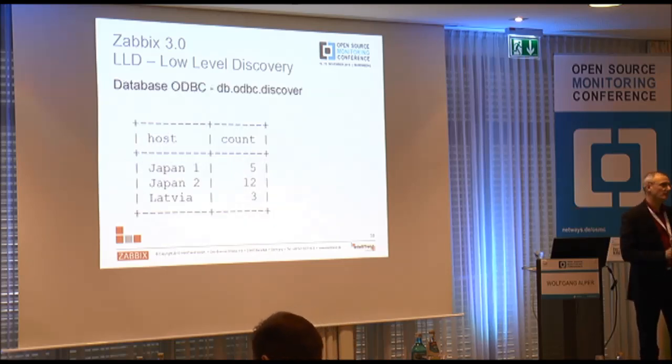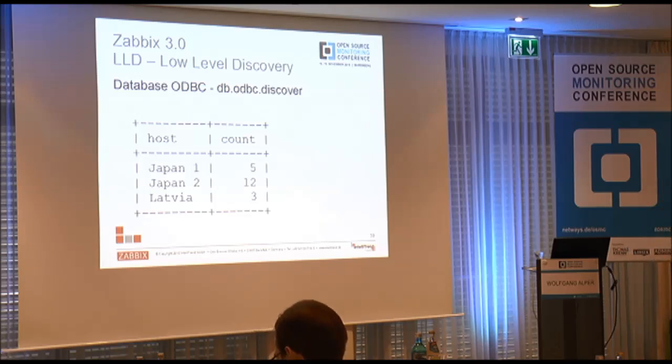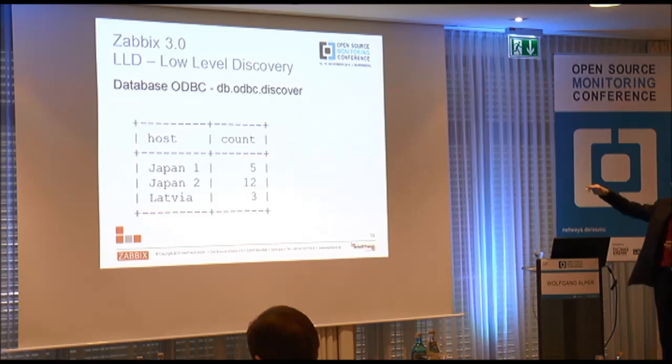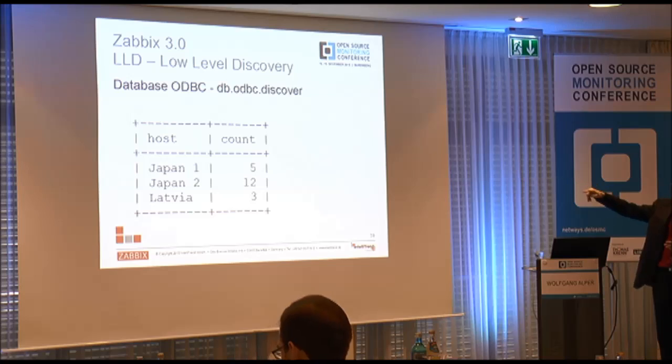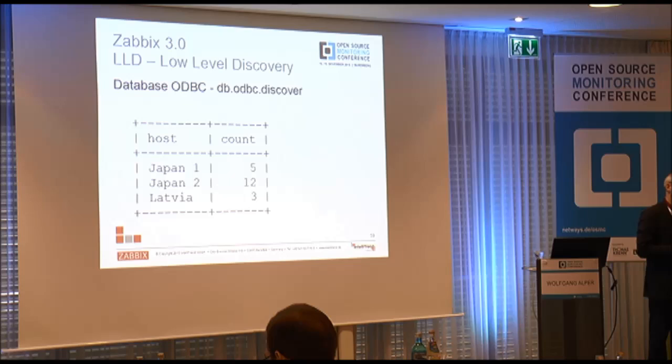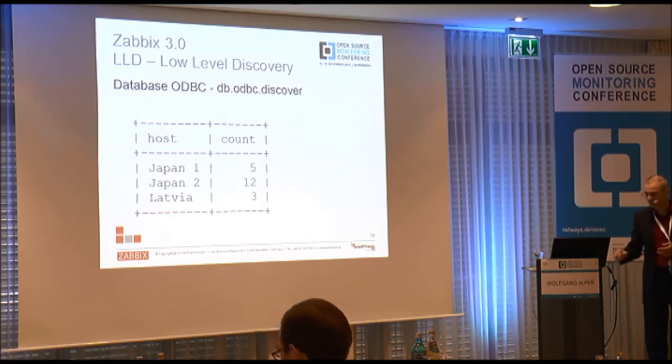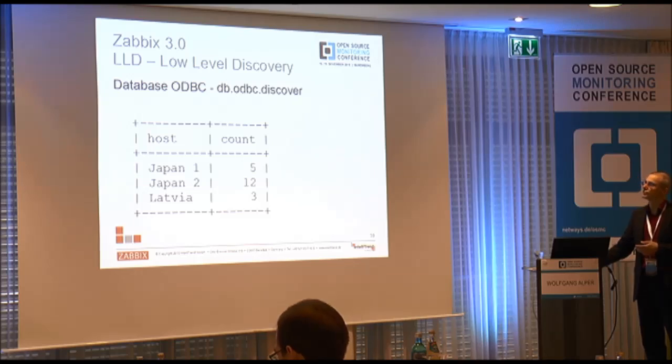And database auto-discovery allows you to use any SQL query as a low-level discovery. In this case, you would get, for example, automatic items. If that would be the discoverer, you would get an item saying Japan 1 equals 5, Japan 2 equals 12, etc. But you can also, for example, do a low-level discovery on a database, and then you get the information about all the tables within the database. Or you make a regular expression and filter them. Very powerful.